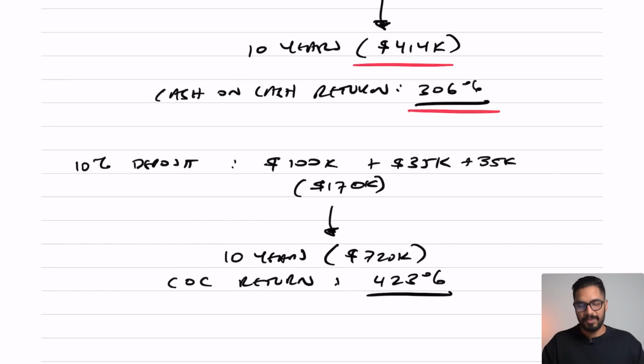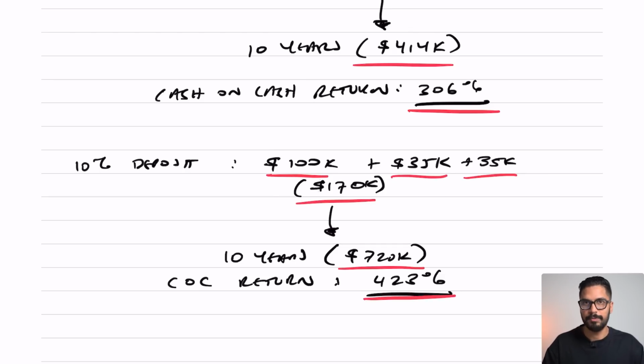Now let's look at the 10% deposit. So we're still using the same $100,000. We've also got the $35,000 like the first example, but we also have an additional $35,000 we need to put into this deal because we're buying 2 properties. In this case, our total cash outlay is $170,000, and after 10 years, we will have generated $720,000, and that means a cash on cash return of about 423%. That means for every dollar, I'm making $4.23, and that is significantly higher than the first example being 306%, and this is only on a 10-year time frame.